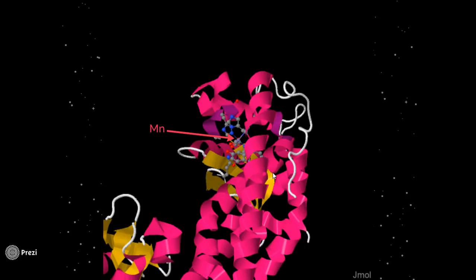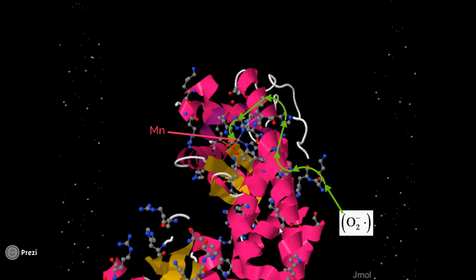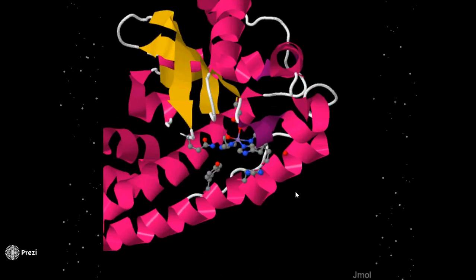In fact, there are several positive residues in the immediate area around the pocket, here. These positive residues attract negatively charged superoxide radicals towards the active site of the enzyme. This is part of how superoxide dismutase ensures specificity for its substrate. Let's get a closer look at the active site.